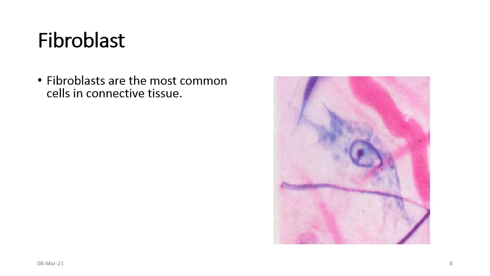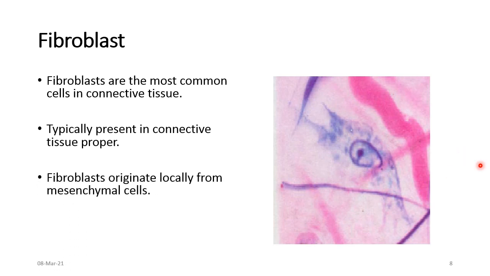Fibroblasts are the most common cells in connective tissue, and they are typically present in connective tissue proper. هو هنتكلم في المحاضرة الجاية عن التايبس أو أنواع الكونكتيف تيشو. النوع الرئيسي connective tissue هو connective tissue proper. Fibroblasts are typically found in this type of tissue. The fibroblasts originate locally from mesenchymal cells, and this is the shape of the fibroblast. This is the fibroblast, how it appears with multiple cytoplasmic processes.